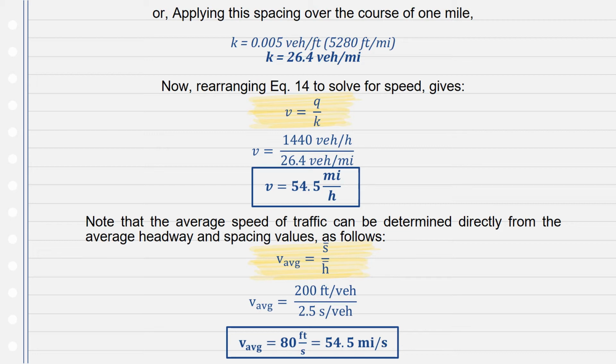For the average speed of traffic, we can determine it directly from the average headway and spacing values. So, average speed is equal to the average spacing over average headway, which gives the value of 80 feet per second, or 54.5 miles per hour.